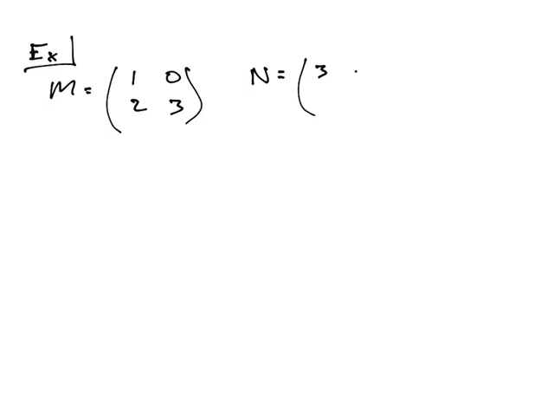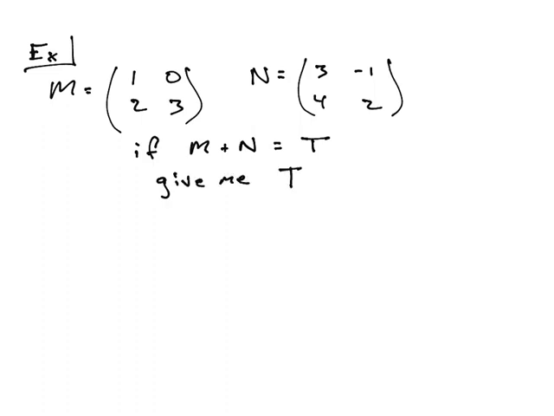Okay, so let's do a little example of what I've been talking about. Let's say we have the matrix M is 1, 0, 2, 3, and N is 3, -1, 4, and 2. My question is, if M plus N gives you some new matrix T, give me T 1, 2. So what this is saying is, I'm giving you two matrices, M and N.